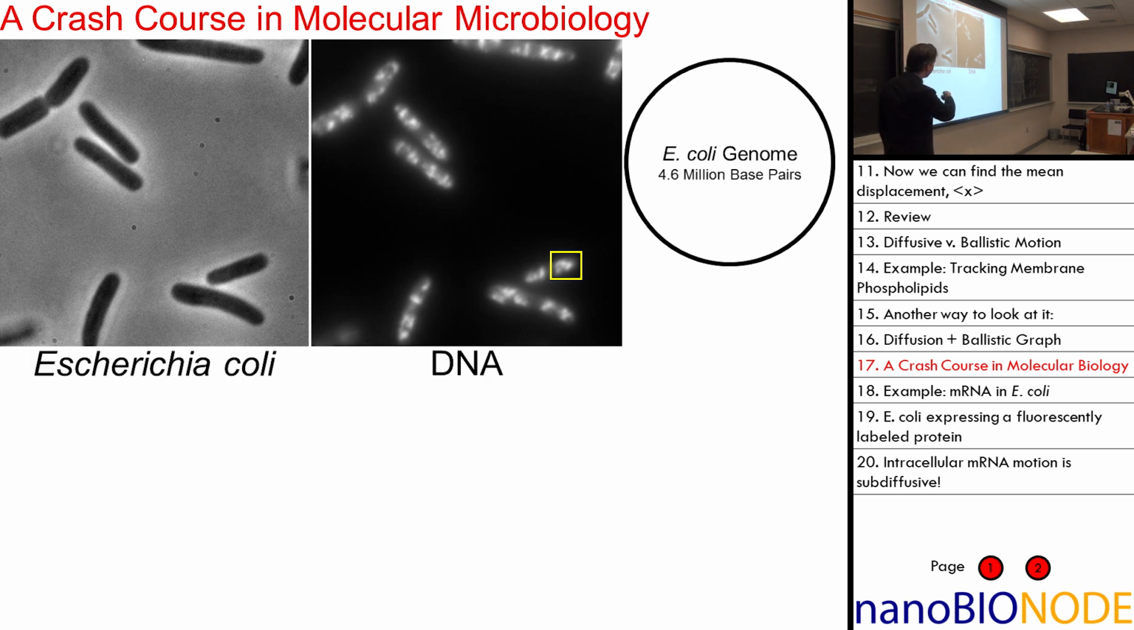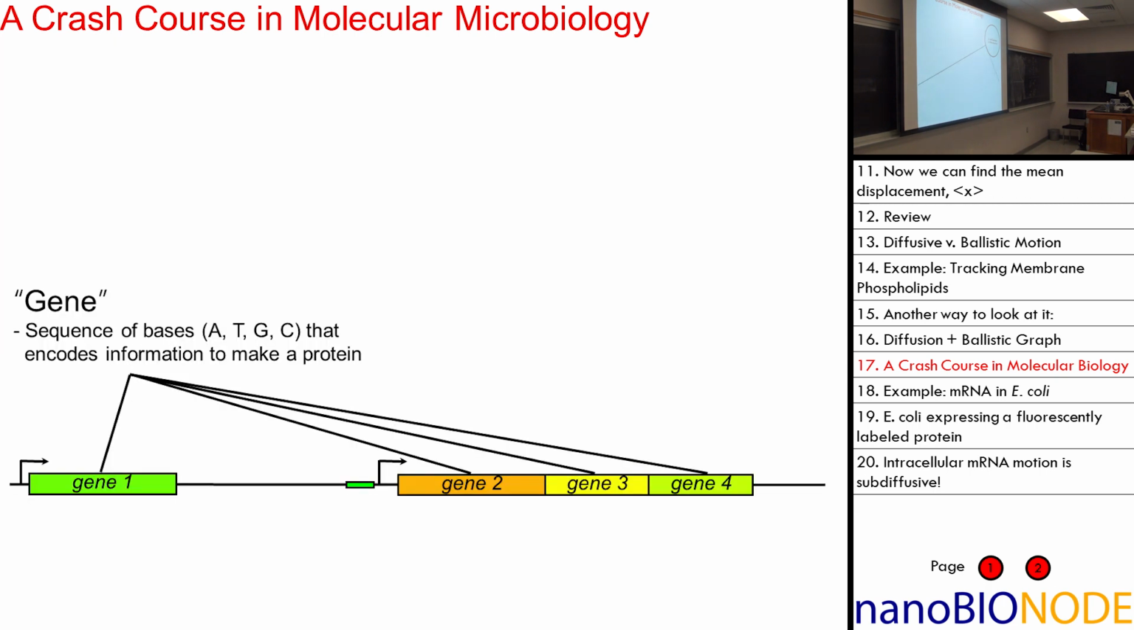If you take a closer look at this molecule, you'll see that the E. coli chromosome is a big circular piece of DNA that's about 4.6 million base pairs long. On that 4.6 million base pairs are a variety of different features, and I don't know how familiar you guys are with these features, so let me be completely explicit about what they are.